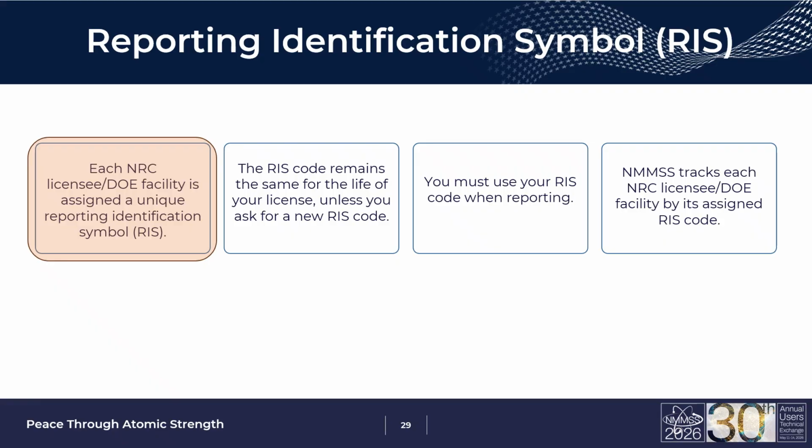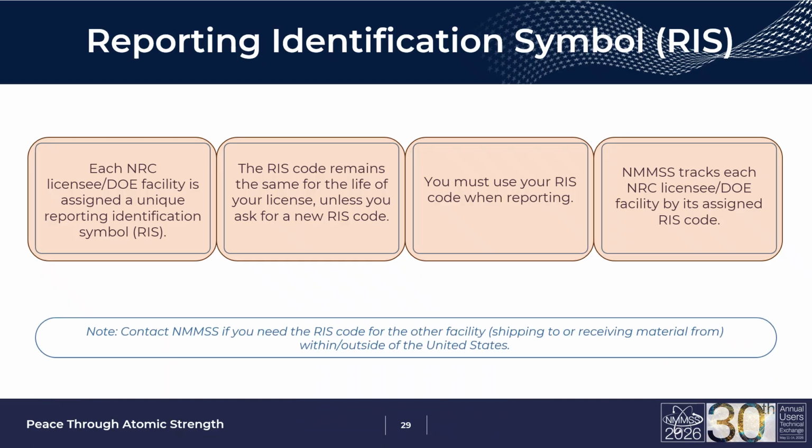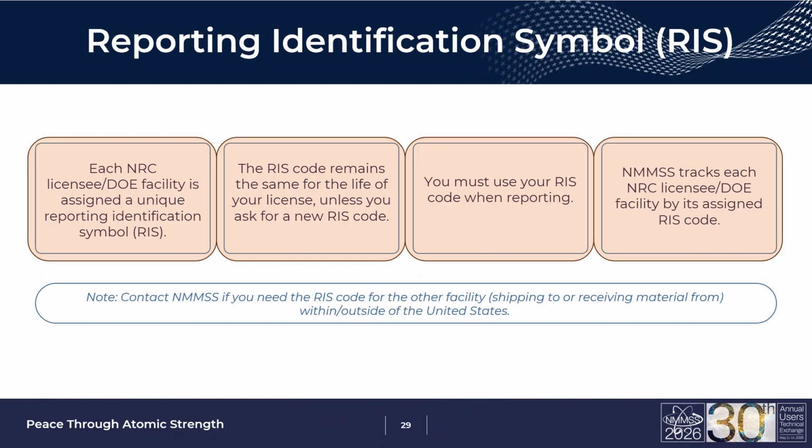One of the key NMMS reporting codes is the Reporting Identification Symbol, the RIS. Each NRC licensee facility and DOE NNSA site is assigned a unique reporting identification symbol. The RIS code remains the same for the life of a facility's license unless the facility requests a new RIS code. A facility must use their RIS code when reporting to NMMS. NMMS tracks each NRC licensee facility and DOE NNSA site by its assigned RIS code. Please contact NMMS if you need help with a RIS code for facilities that you are communicating with.